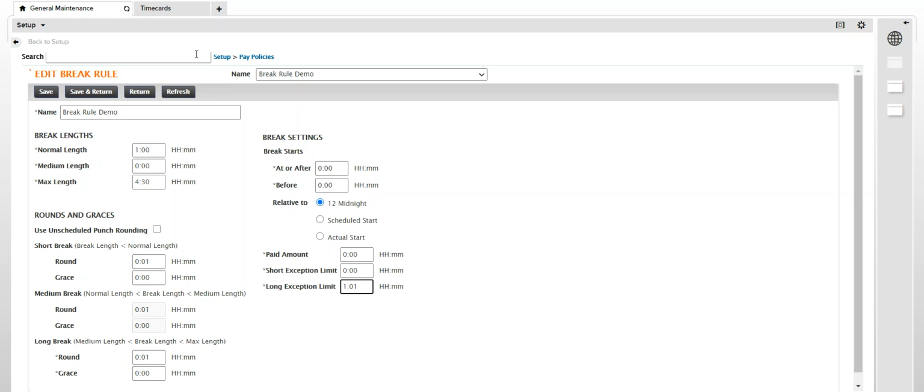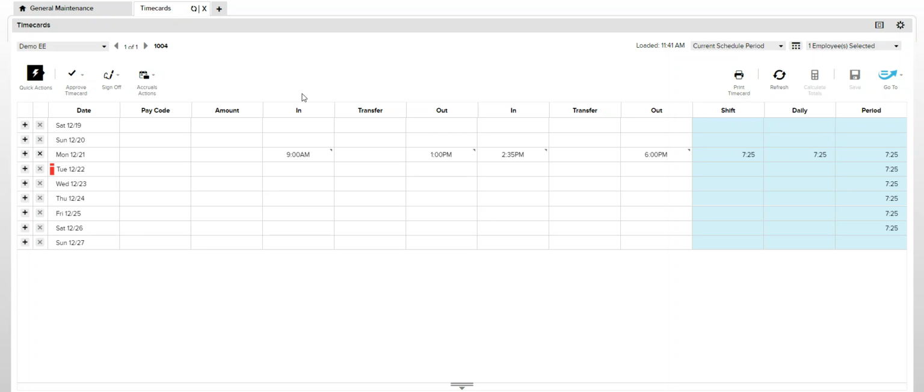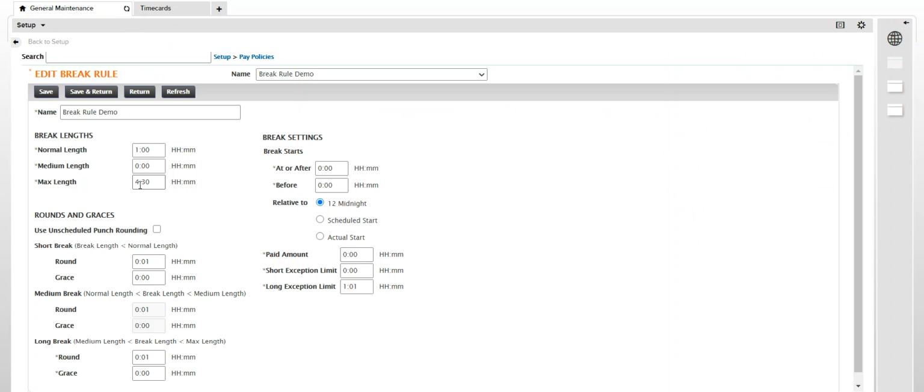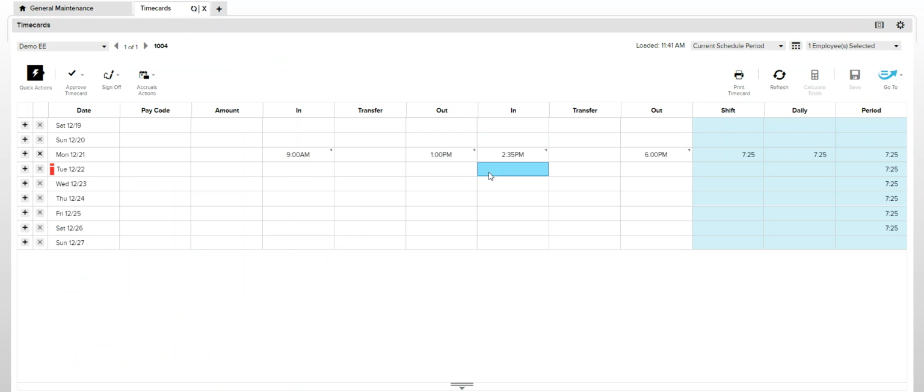If you want to know more about this, you can watch the day 4 tutorial on how to set up the exceptions. So the two things again to remember when you are setting up the break rule are to define the normal length and the max length. Predominantly, more focus should be given to the max length. So that is how you can set up the break rule, friends.